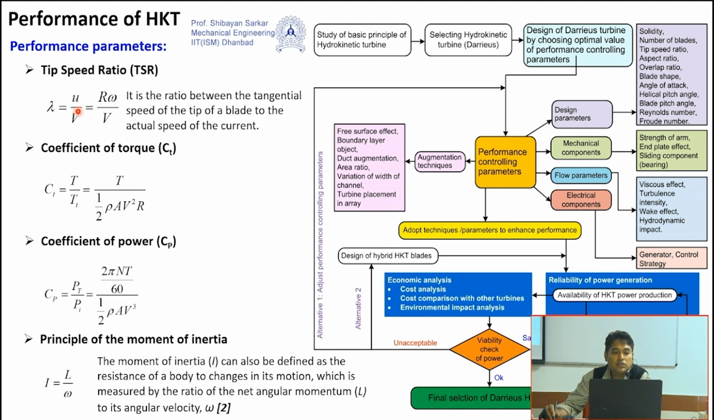So this is one parameter. Another is the coefficient of torque. This is the torque you are getting in the turbine shaft, divided by the torque theoretically available corresponding to the river stream. Then there is the coefficient of power. This is the shaft power: when the shaft is rotating, you can measure the power coming out of the shaft, divided by the theoretical power available in this particular river.